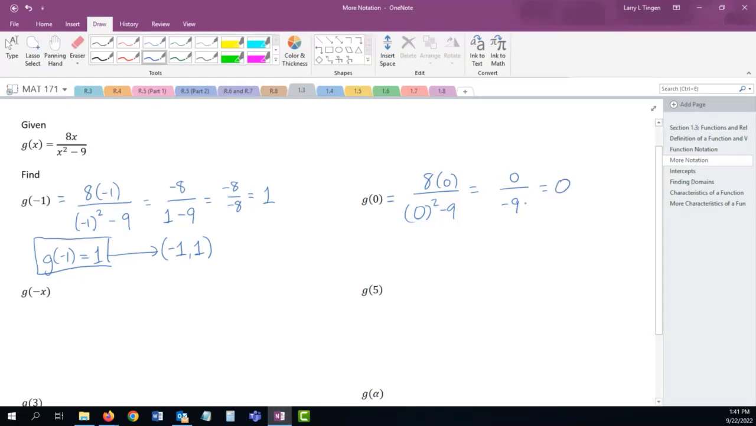Because think about what a fraction is. A fraction is, this is how many pieces a whole is cut into, and this is how many we're interested in. Right? 0/9 means it's like taking a pizza, cutting it into 9 pieces, and then saying I'm not going to eat any of them. Okay? It's just nothing. So G at 0 equals 0.